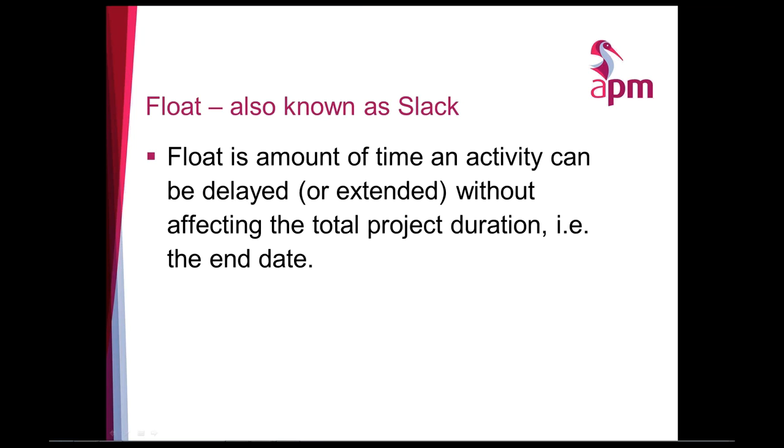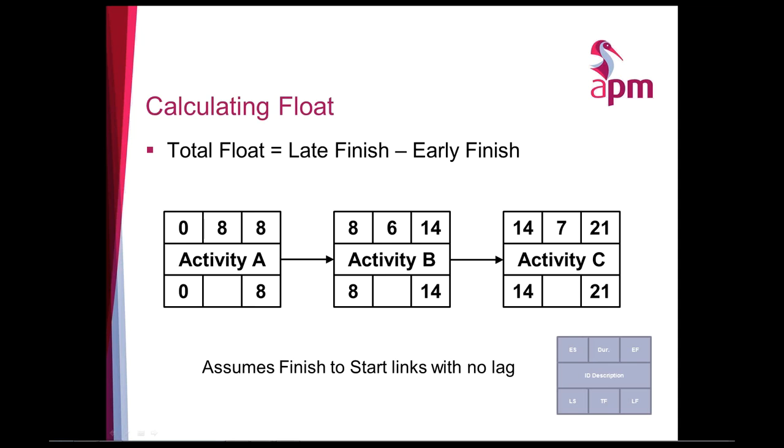We also mentioned float. Float is also known as slack. I think slack is the American term for it, and Microsoft Project, being an American product, refers to it as slack rather than float. This is the amount of time an activity can move without affecting the total project duration, i.e. the end date. So how much can this activity move, extend or be delayed without impacting the final end date? Total float is simply the late finish minus the early finish. It can also be the late start minus the early start. You get exactly the same answer.